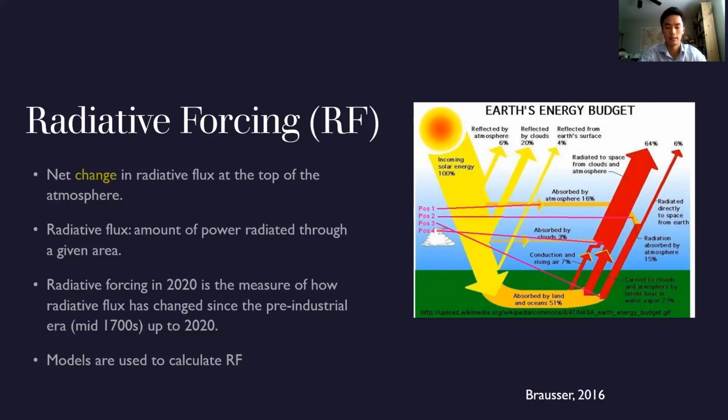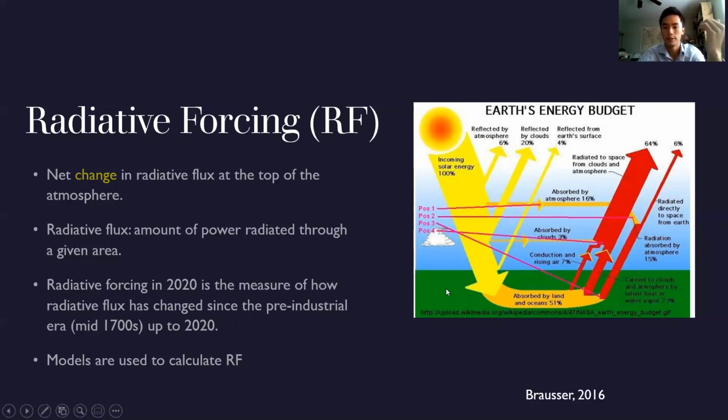So radiative forcing is basically the change in radiative flux since the pre-industrial era, which is the mid-1700s, when there were no human-caused emissions in the atmosphere. So the radiative forcing in 2020 is how the flux has changed since the pre-industrial era up to 2020. Now, models have to be used to calculate RF because there's a lack of observational data from the pre-industrial era to now. And models are also used to calculate RF in the future, and obviously there's no data in the future. So assumptions on temperature and atmospheric conditions are inputted into the models to give reliable values to calculate RF.